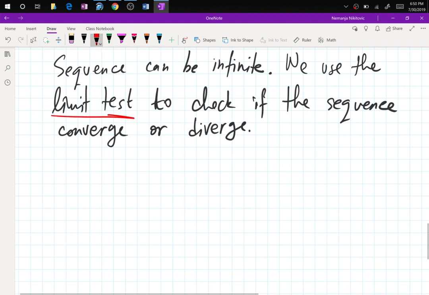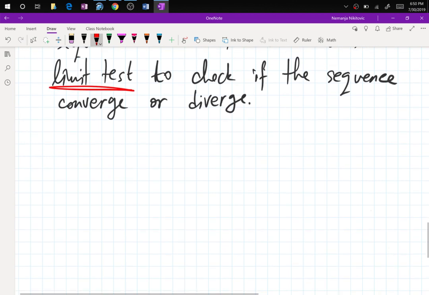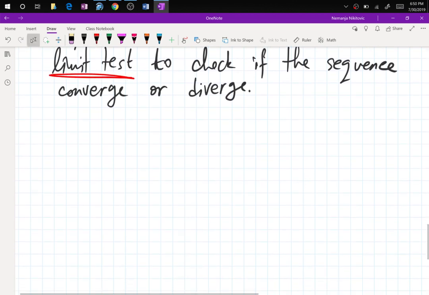Limit test. Why did I throw this marker? Let's talk about Zeno's paradox. This thing is 2,500 years old.